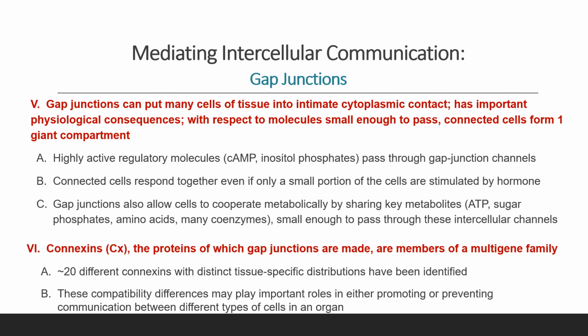So connexins are the proteins of which gap junctions are made, and are members of a multi-gene family. So again, around 20 different connexins with distinct tissue-specific distributions have been identified, and these compatibility differences may play important roles in either promoting or preventing communication between different types of cells in an organ.